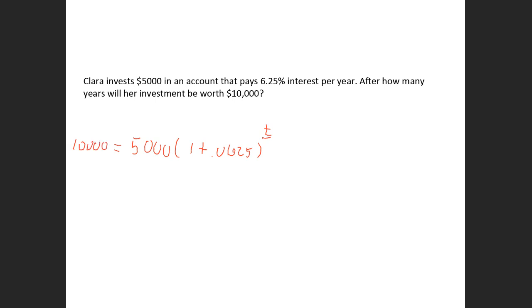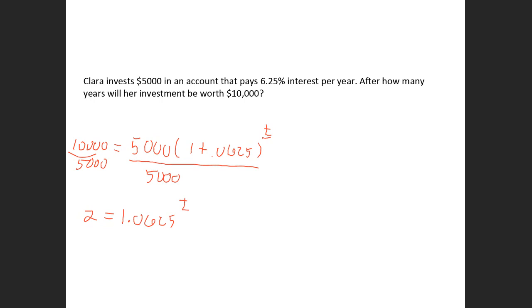Now I have an exponential equation that I have to solve, and I'm going to solve it exactly the same way as we solved it last week. First thing, I'm going to divide both sides by 5,000. So I end up with 2 is equal to, I'm just going to add this together, 1.0625 to the t power. Now it looks a lot like last week.